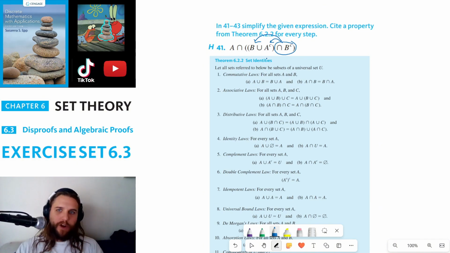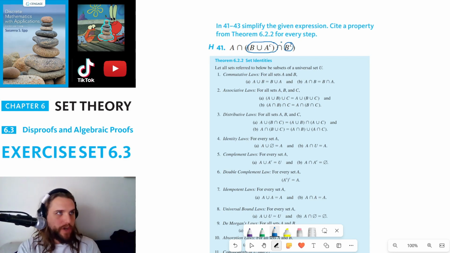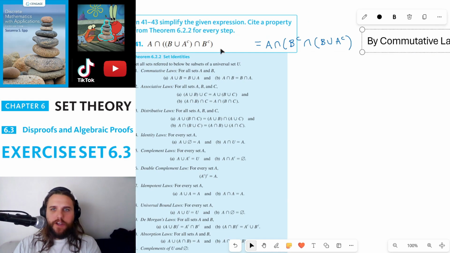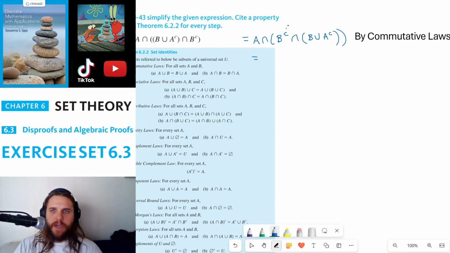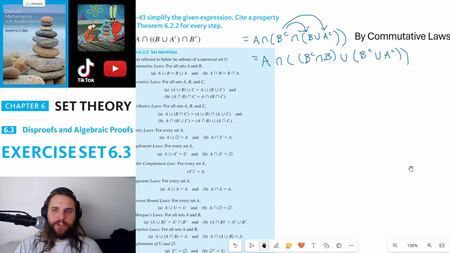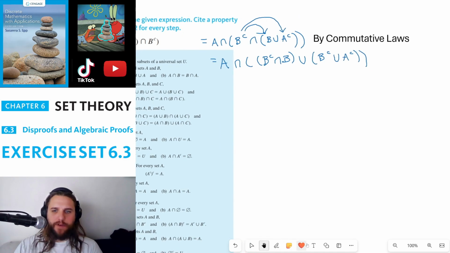So the first thing that we're going to do here is set up the distributive property by swapping these two expressions using the commutative law. You're allowed to swap expressions here. So our expression here is equal to A intersection B complement intersection B union A complement by the commutative laws. And now we can distribute this B complement to both of these terms using the distributive laws. And that's how that expression would simplify. And this is by the distributive laws.